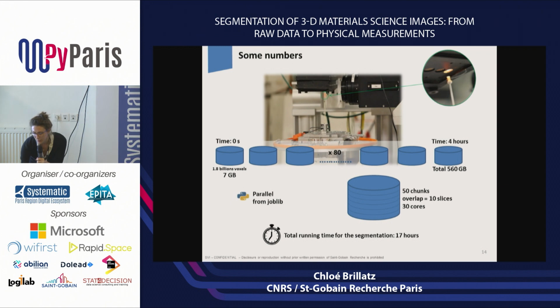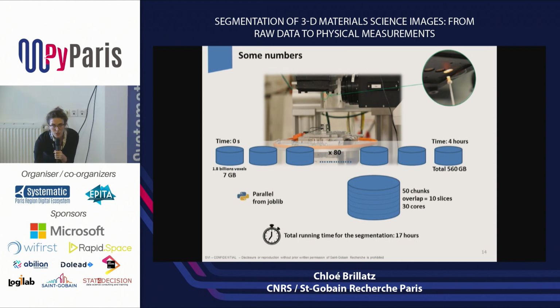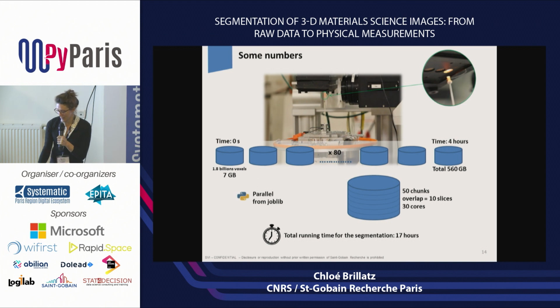I could go for the whole production very easily with the Parallel. And so I divided my volume in 50 chunks with an overlap of 10 slices, and I used 30 cores of my machine. And thanks to that, I could have the running time at 17 hours. And I was okay with that because it was roughly a big night. And yeah, I didn't want to spend more time to try to optimize because for me, this was enough.